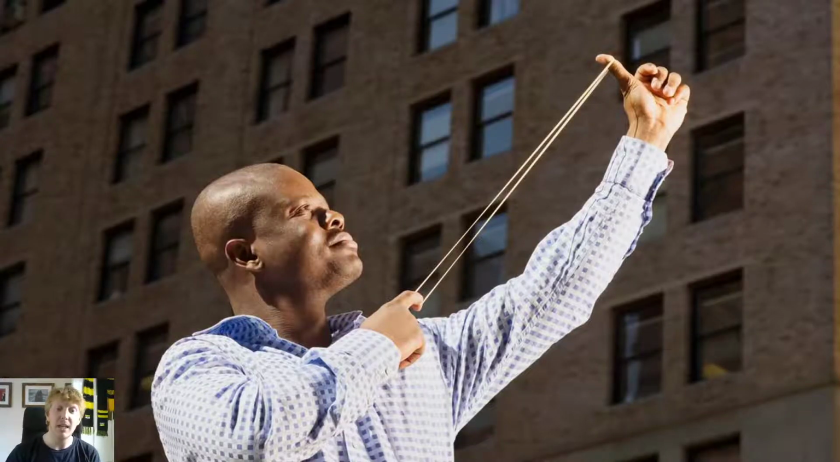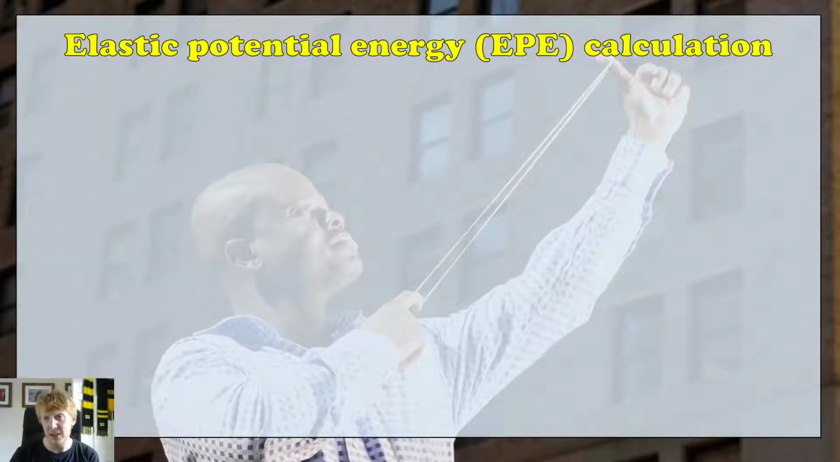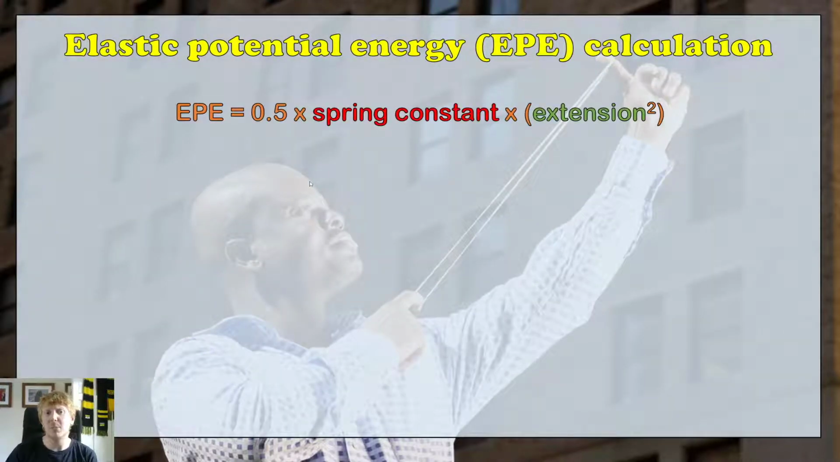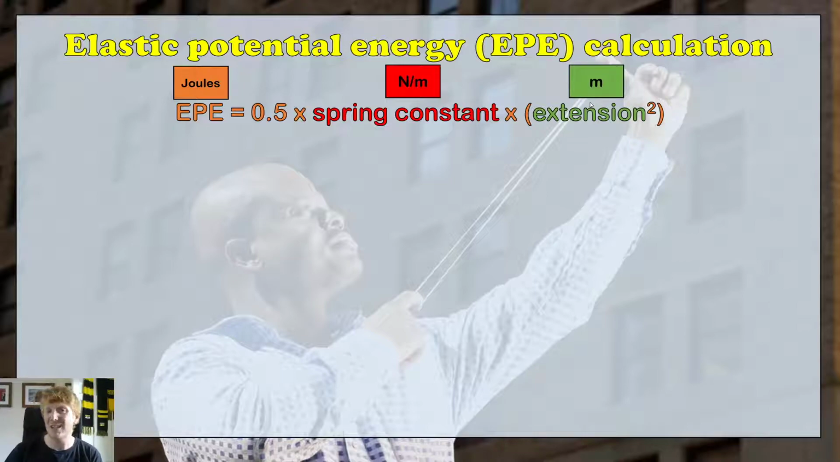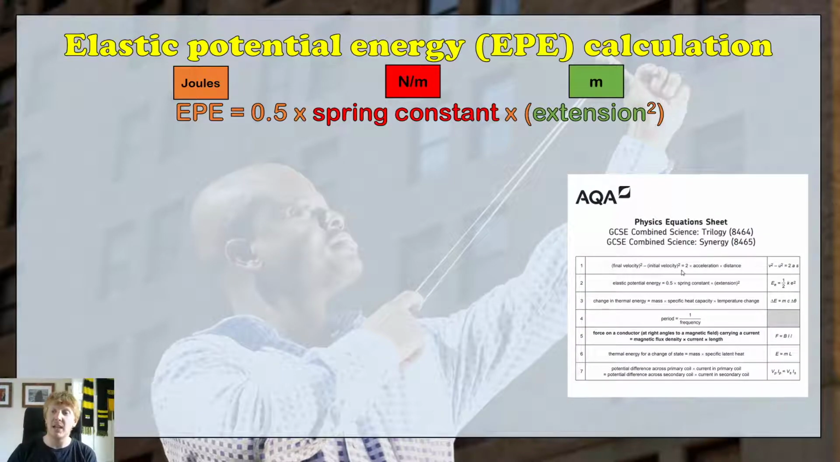Next one, last one, is looking at elastic potential energy. So to do this, it's a little bit similar to the kinetic energy formula. Elastic potential energy is 0.5 times spring constant times extension squared. Energy is in joules, spring constant is in newtons per meter, and extension is in meters. Now this one is actually on your equation sheet. So if you see elastic potential energy, just cast your eyes over the equation sheet if you've forgotten what the formula is, okay? So let's practice.